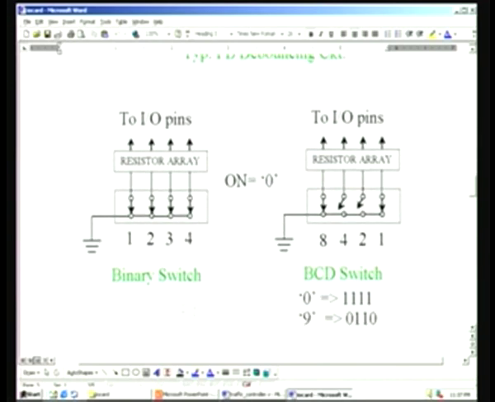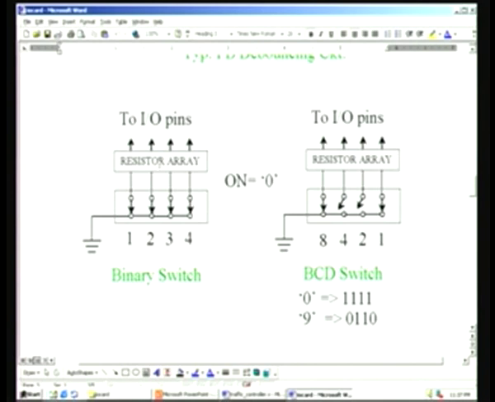So here for a binary switch, there are basically discrete switches 1 to 4, and they are all grounded here, and the other ends of the switches are returned to the IO pins in the order that we have already discussed, and each of them is pulled high by the resistor array. So is the case for a BCD switch. They also have a resistor array.